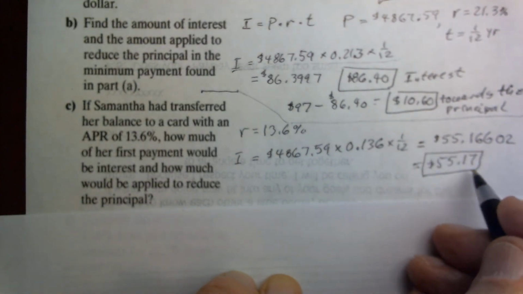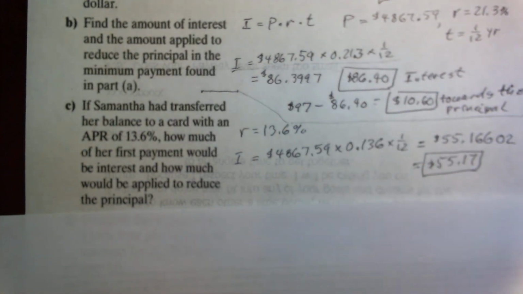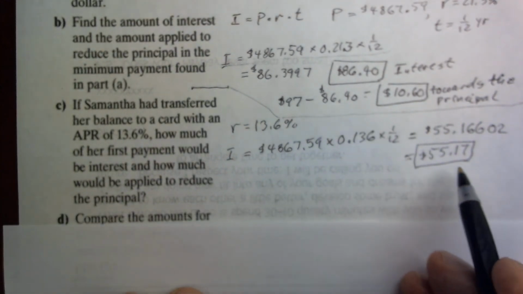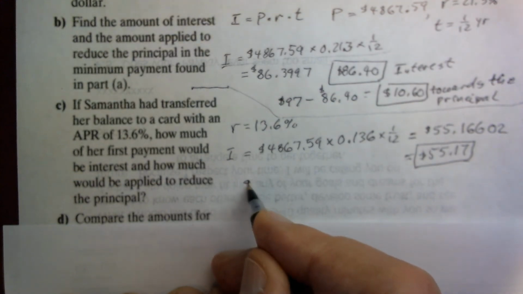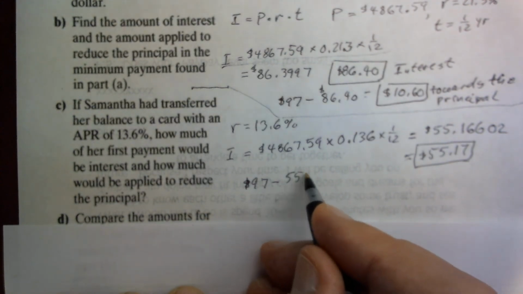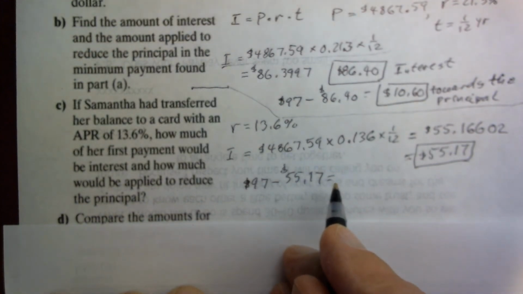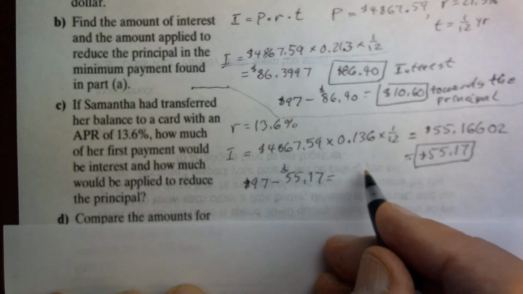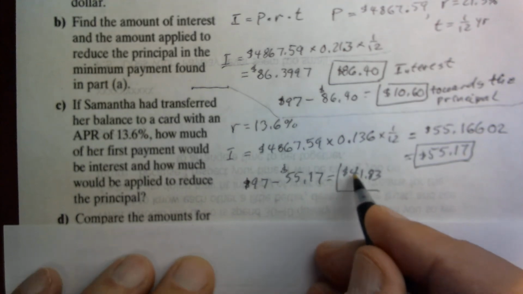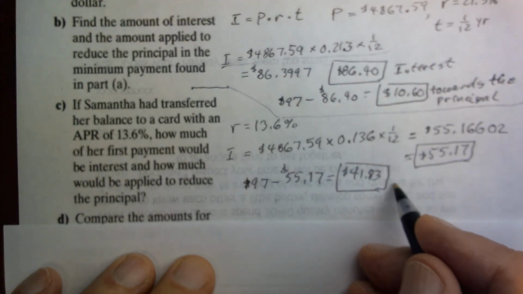So that is how much interest she pays out of $97. So the amount that goes towards the principal, again, would be the difference between a payment of $97 minus what goes towards the interest. So it's $97, the minimum payment, minus 55.17, which is equal to 41.83. So now $41.83 goes towards the principal.